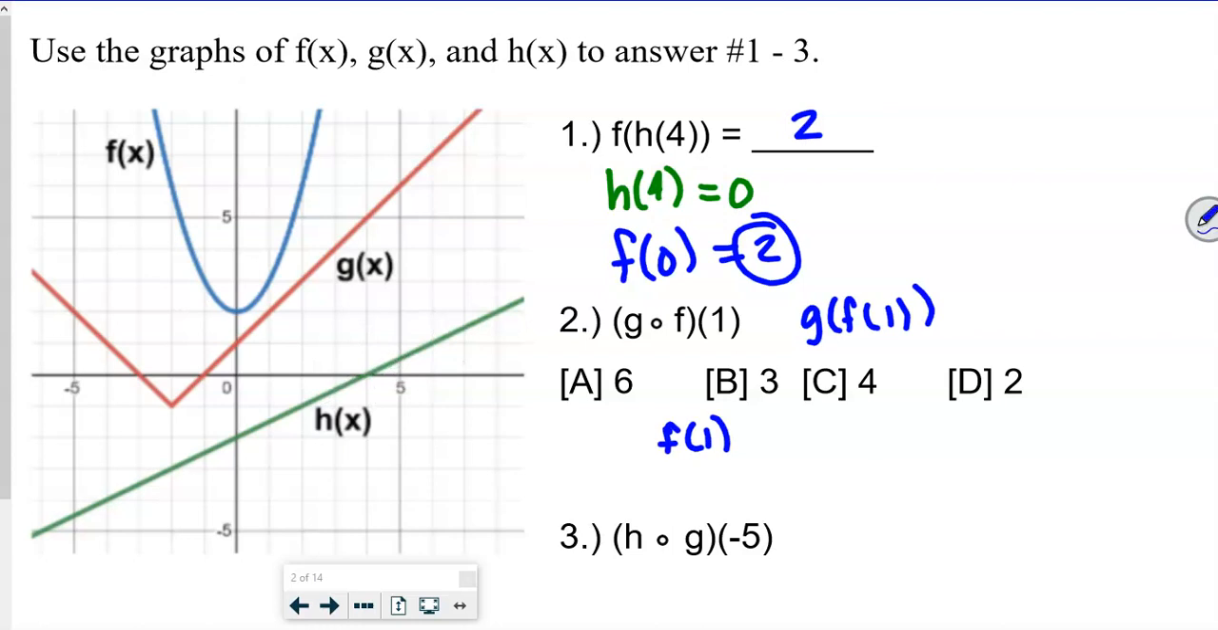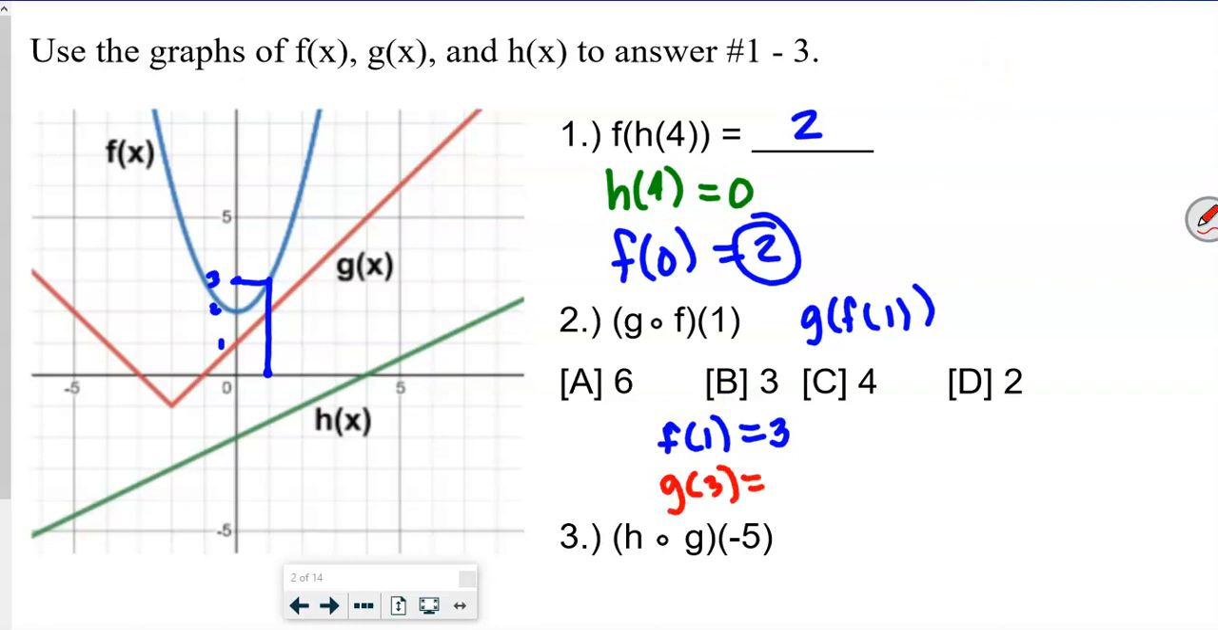So again, we're looking at our x value. That's our input, the x, right? So we're going to go up to our graph and see where it intersects, and then we're going to our output, which is our y value. So that's 1 right there, that's 2, that's 3. So our f of 1 is going to be 3, and then we're going to put that in our g of x graph, right? So our g of x graph is red. So I'm going to say g of 3, right?